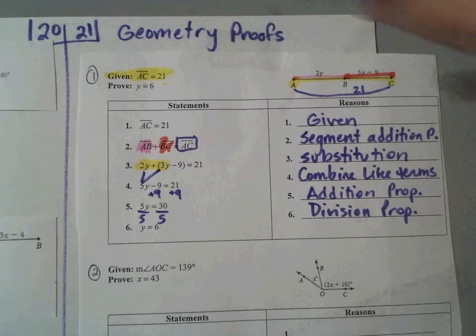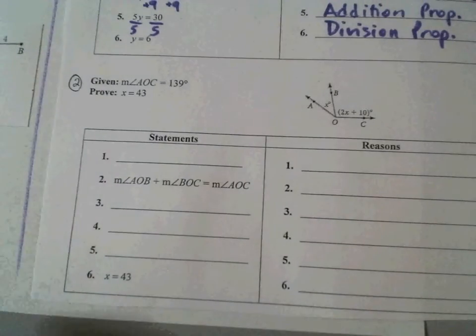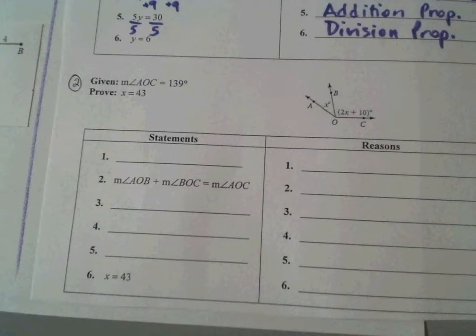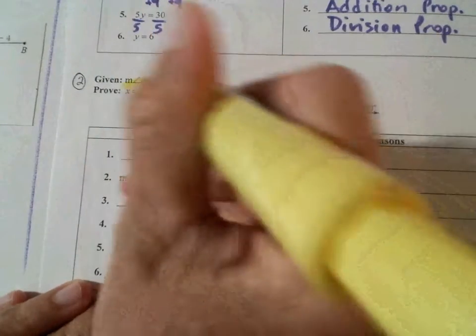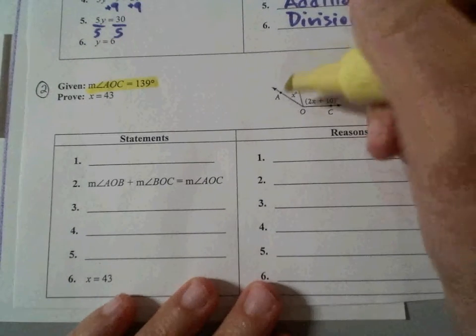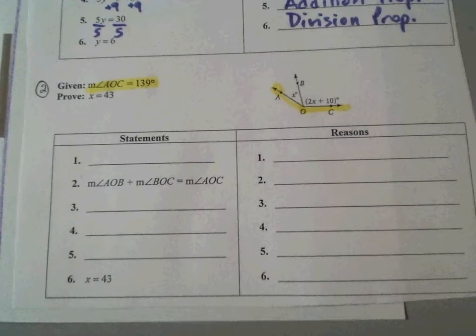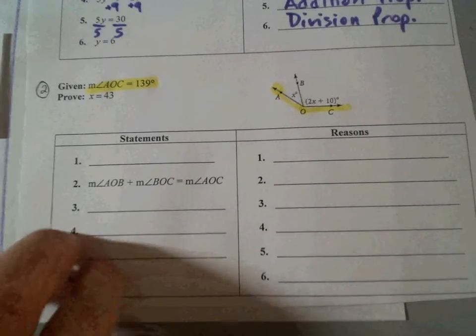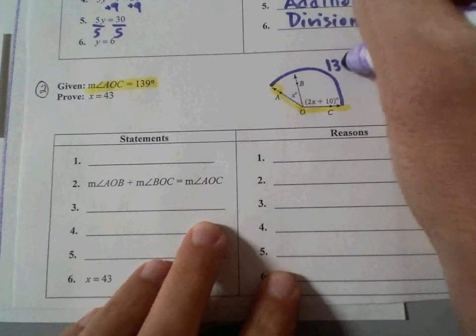All right, let's see about number 2. So our opener today was very similar to this stuff, so this is good. The opener kind of led us into this. Number 2 says, and I would label your picture, I'm big on labeling, so you need to label your picture, angle AOC equals 139. So everybody look at your picture. Angle AOC. All right, that whole angle is how much? 139. So we're going to put 139.